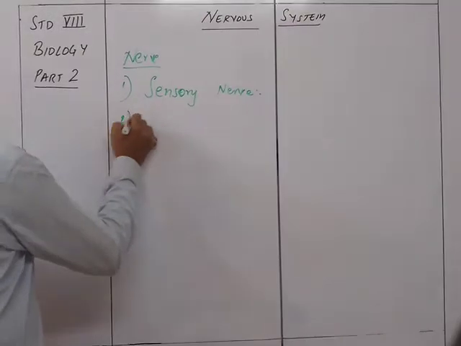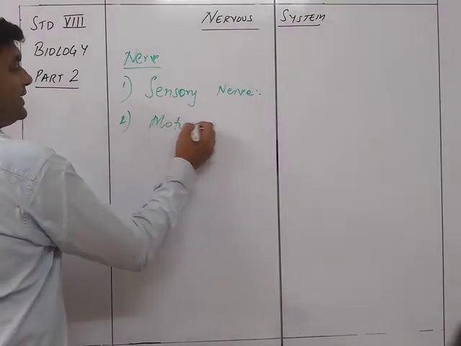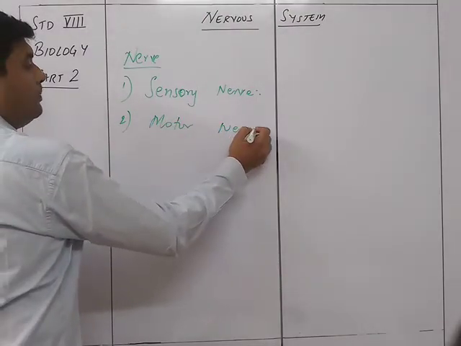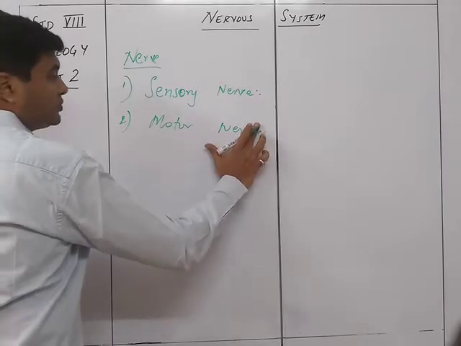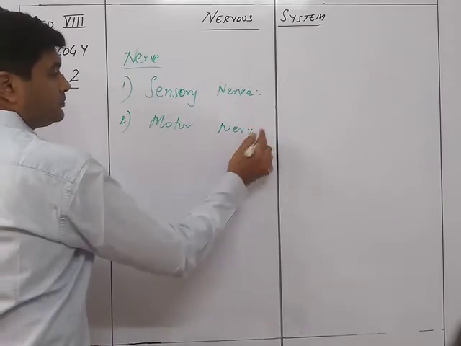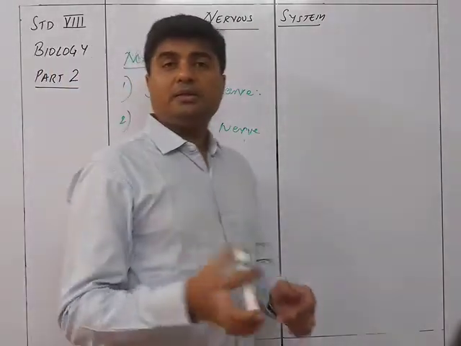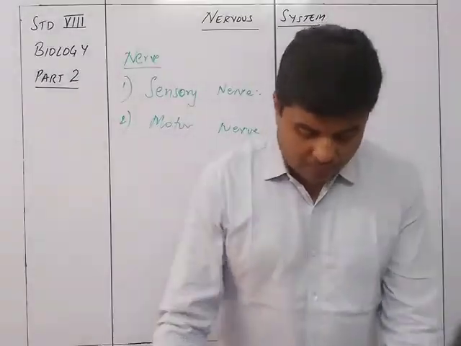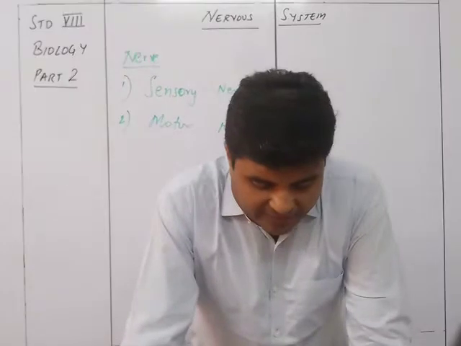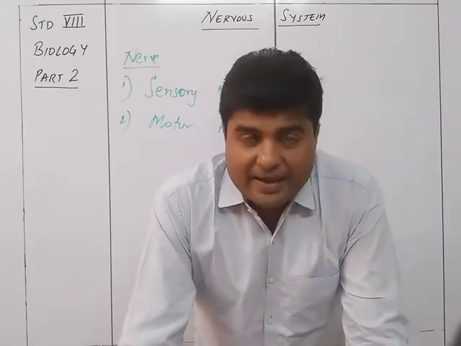The next one is the motor nerve, which will have only motor neurons. So it contains only motor neurons, for example, nerves going to the muscles of the eyeball.